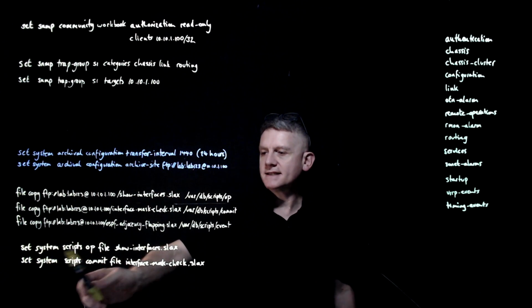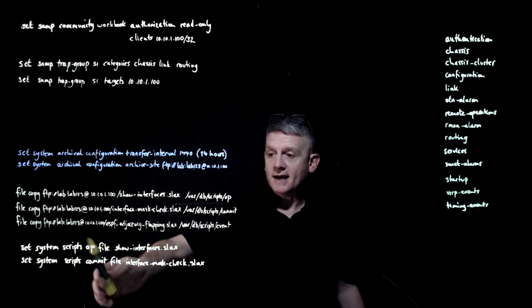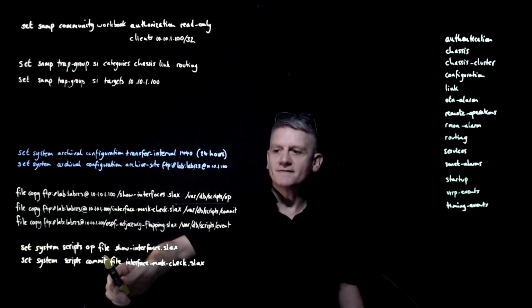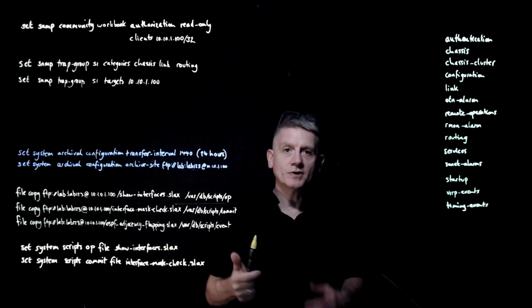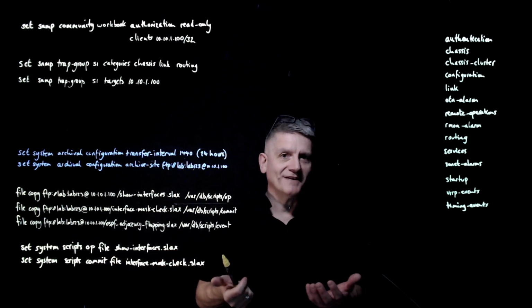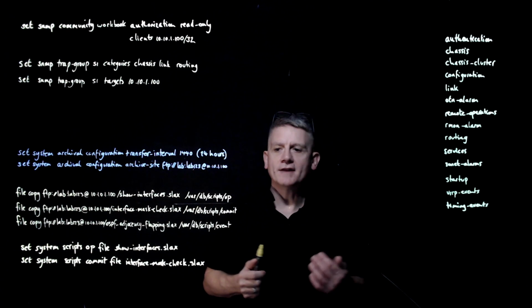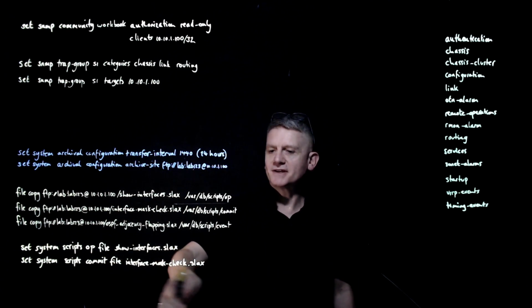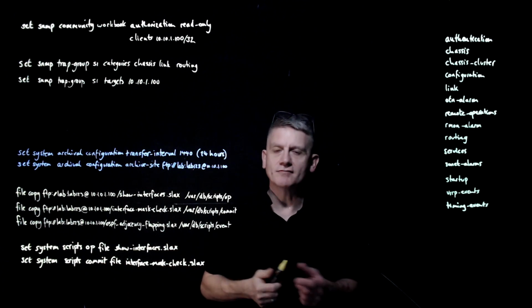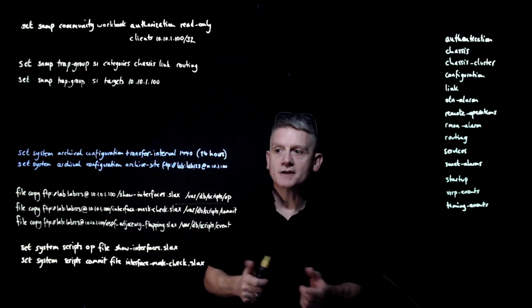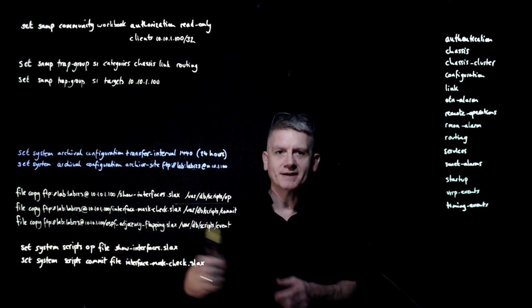Then here, set system scripts commit, and it's going to know where to find that, then the file name. And once you've told the box where to find the script and committed, you can then run the script. Obviously this one's going to run on commit, and this one is an operational script that you can actually run. So in the next screen we're going to be looking at the OSPF adjacency flapping script.